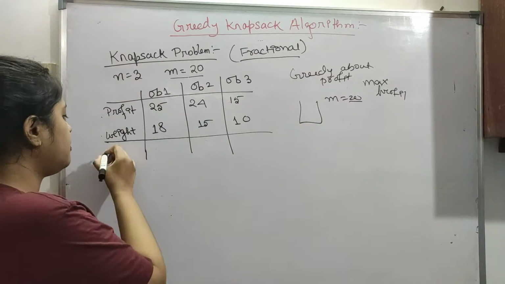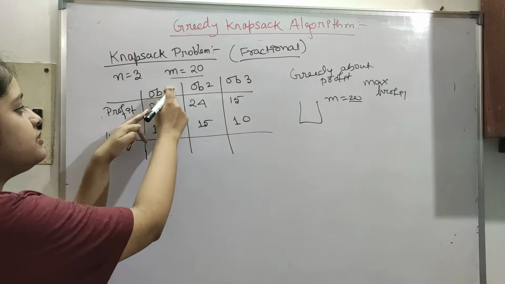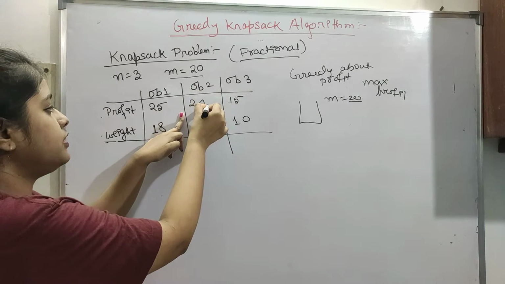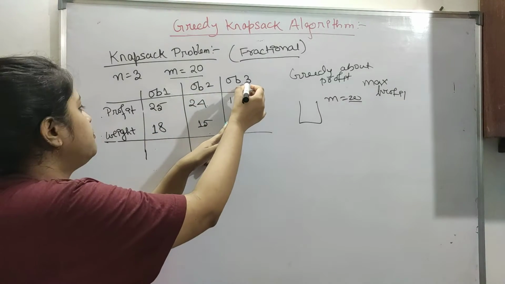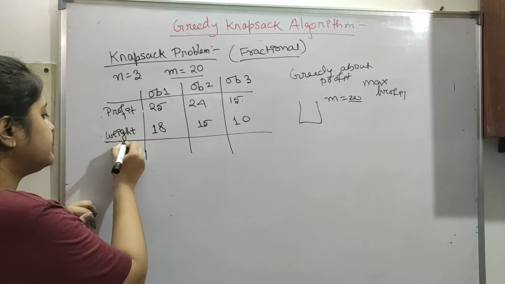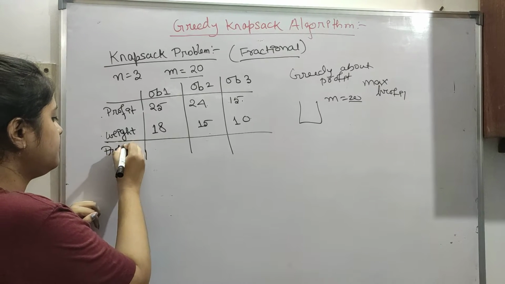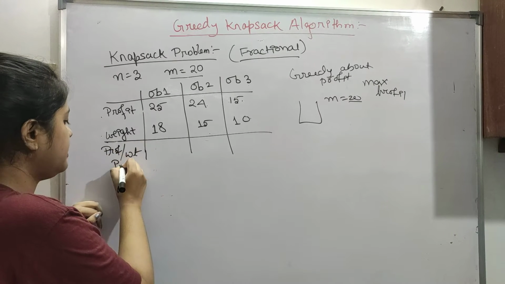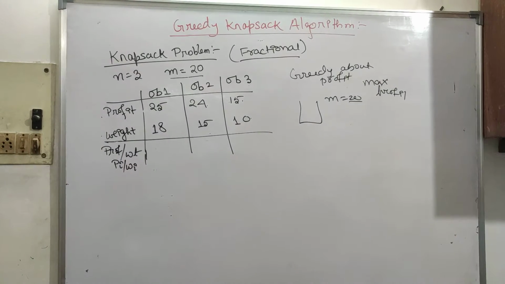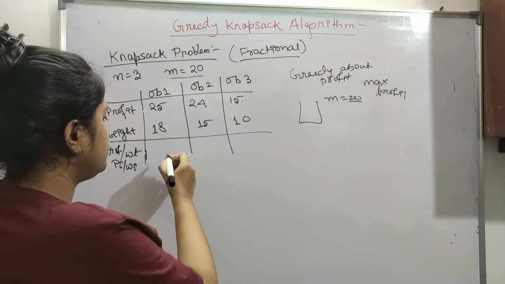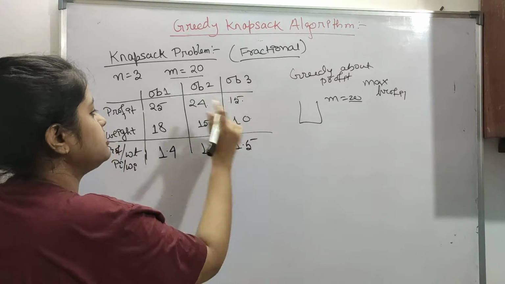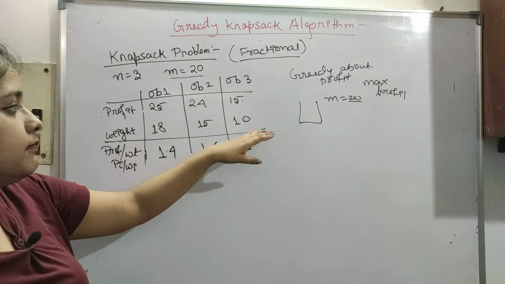So he is greedy about profit. Let's say the profit of object 1 is 25 and its weight is 18, the profit of object 2 is 24 and its weight is 15, and the profit of object 3 is 15 and its weight is 10. The next step is to find profit by weight, pi by wi. That gives 1.4, 1.6, 1.5, meaning 25 by 18, 24 by 15, 15 by 10.